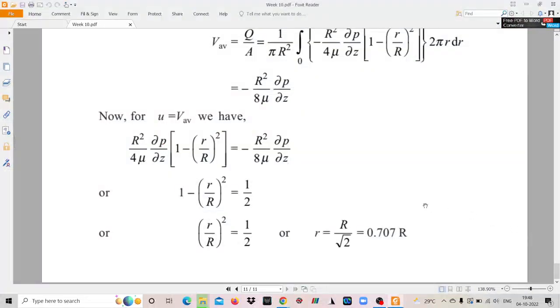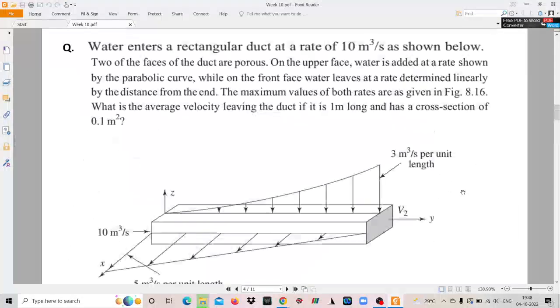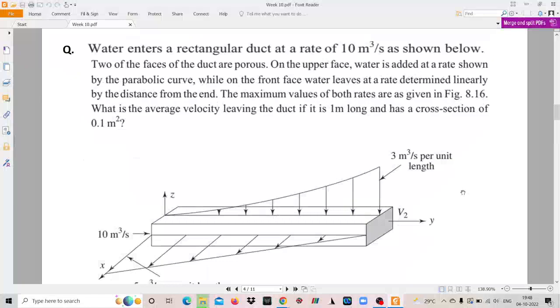Very good. This particular live session, which is related to the Navier-Stokes equation, is very important. You will find ample problems in the standard books. So you need to practice some more problems in order to determine this.